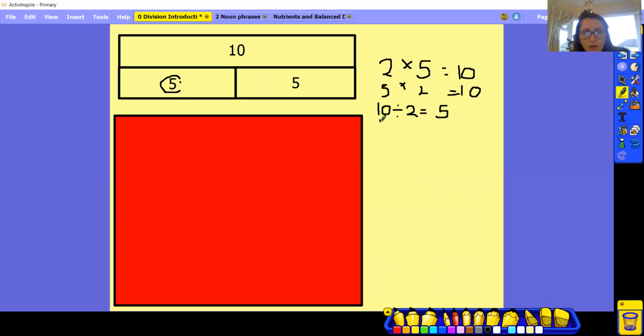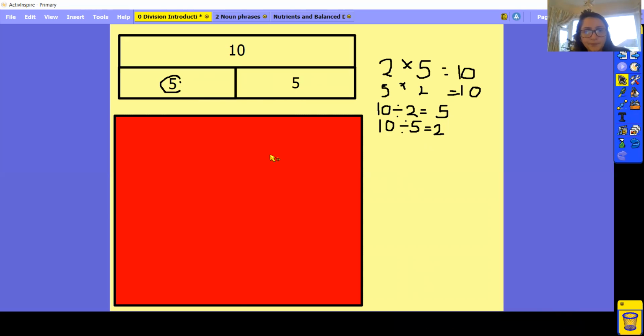And we also could have done the other one, which is 10. Always start with your biggest number if you're doing division. 10 divided by 5 equals 2.